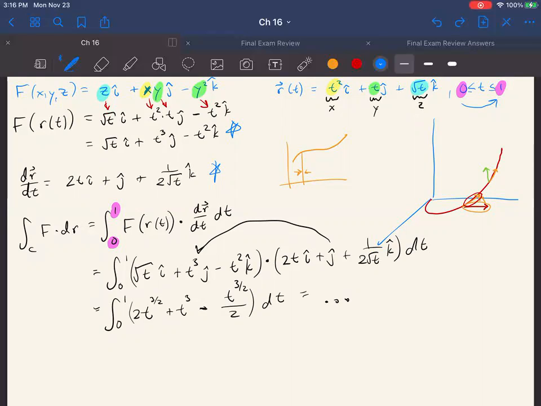So here I've got f, here's dr dt, you dot them together into this scalar function of time, and then just go through. I didn't finish it off because it's not a super hard integral, but you can finish off that integral and do it from 0 to 1. And then that's your line integral along there. We're summing up along that path.